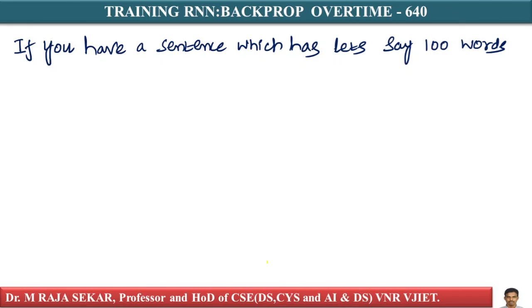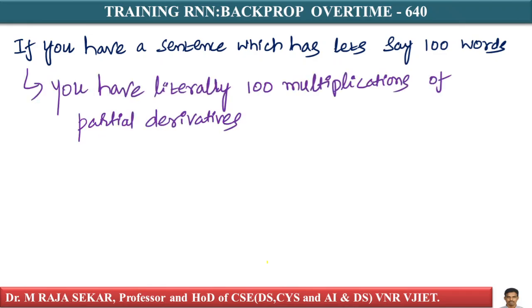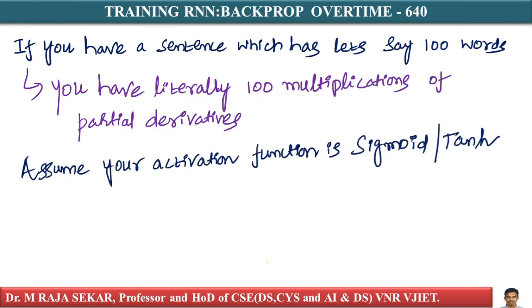Imagine if you have a sentence which has, let's say, 100 words. So you literally have 100 multiplications of partial derivatives and your activation units. Let's assume your activation function is sigmoid, or I can say tanh. Then all the derivatives are less than 1. When you multiply, the vanishing gradient problem sets in very, very fast.